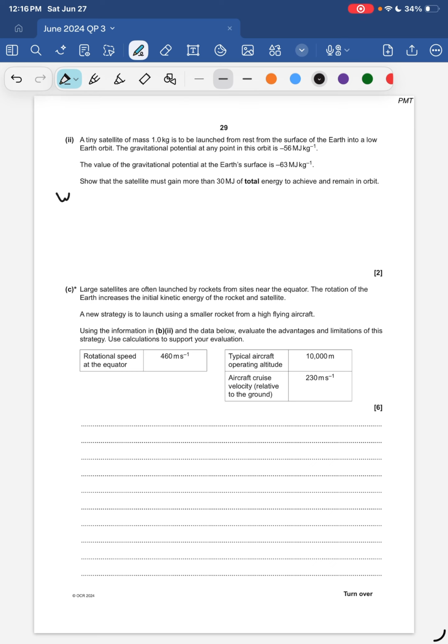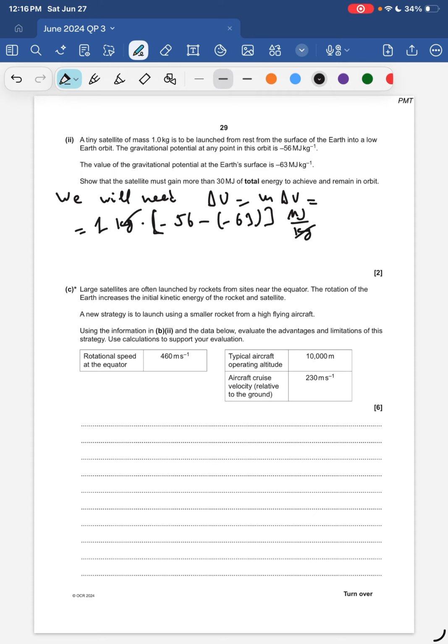So let's calculate the energy. We will need delta U equal to m times delta V, which is going to be 1 kilogram for the satellite, times minus 56 minus the minus 63, megajoules per kilogram. So the kilograms drop out. So we will need 7 megajoules per kilogram, in terms of gaining gravitational potential energy.